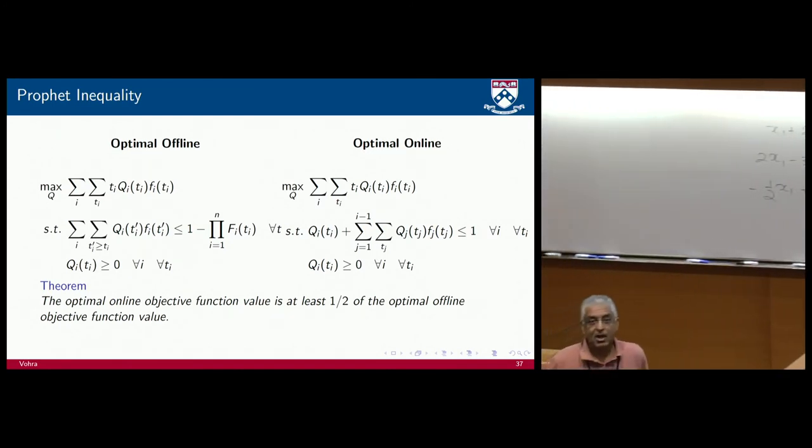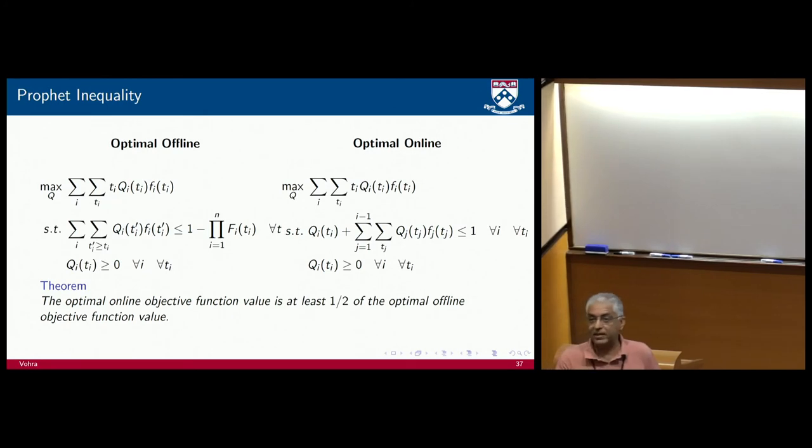Now, let me show you how you can derive what's known as a prophet inequality. This is the optimal offline problem, meaning what if, by chance, I could tell what was in each box and then choose the best number? So in the literature on prophet inequalities, this is called the prophet's problem.